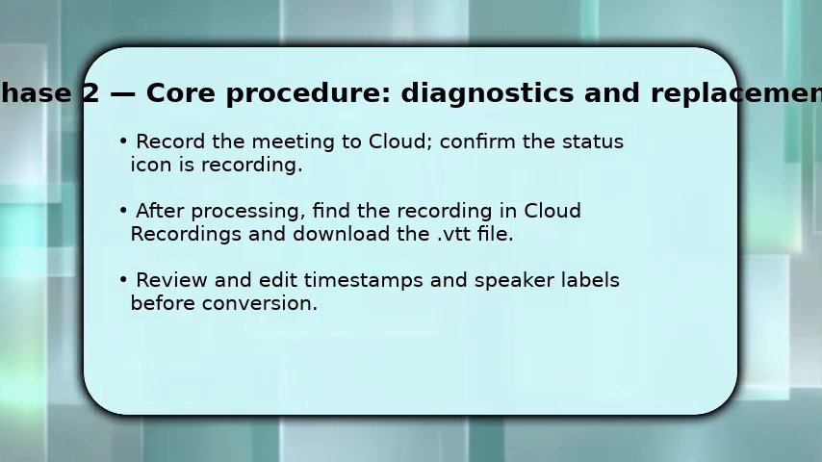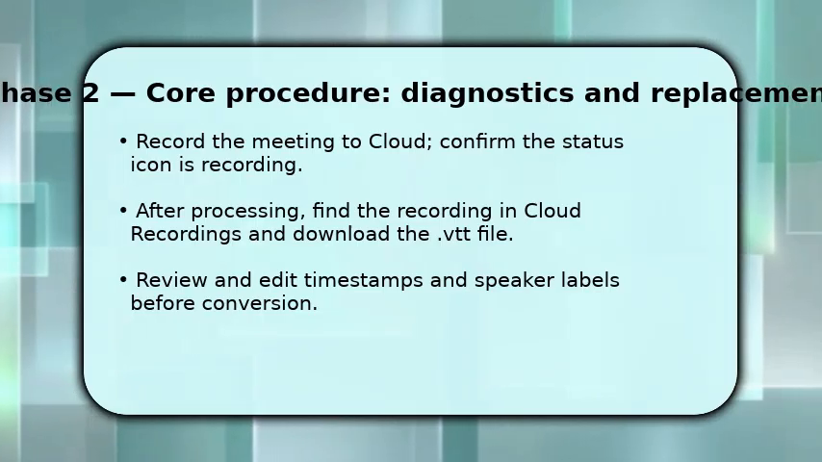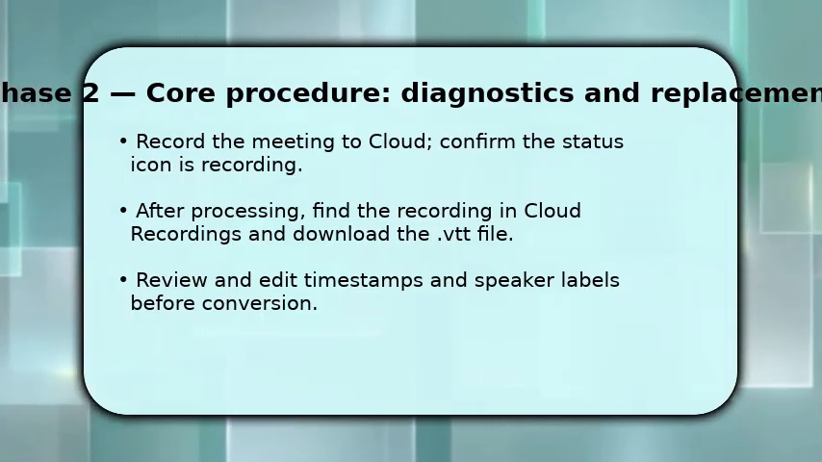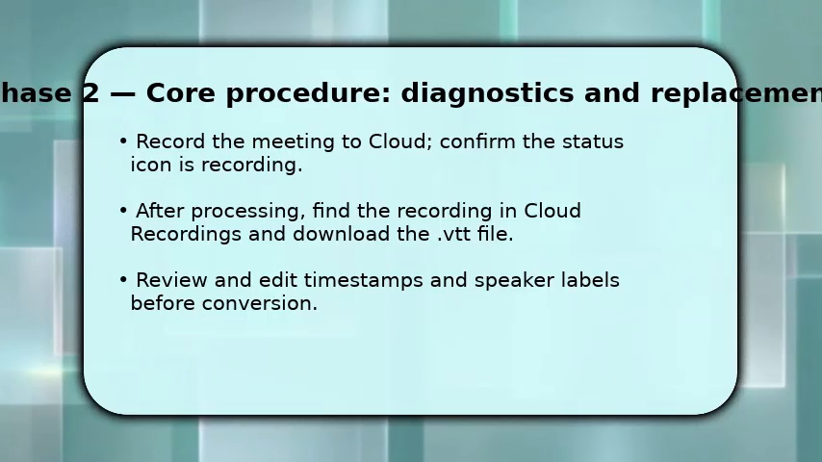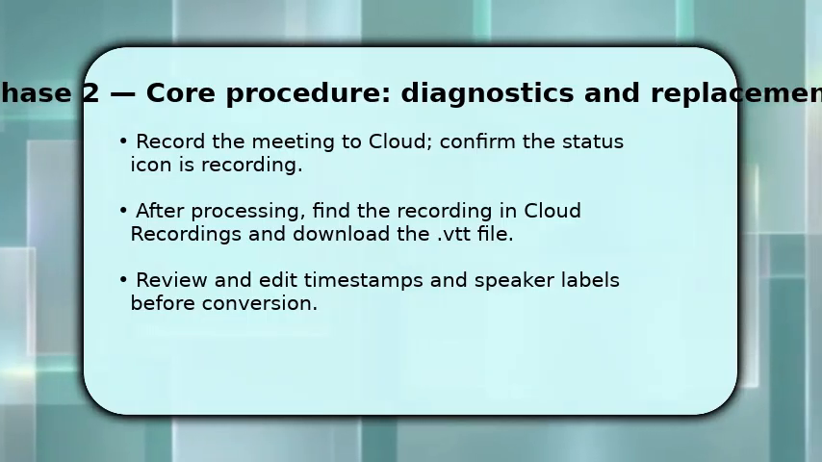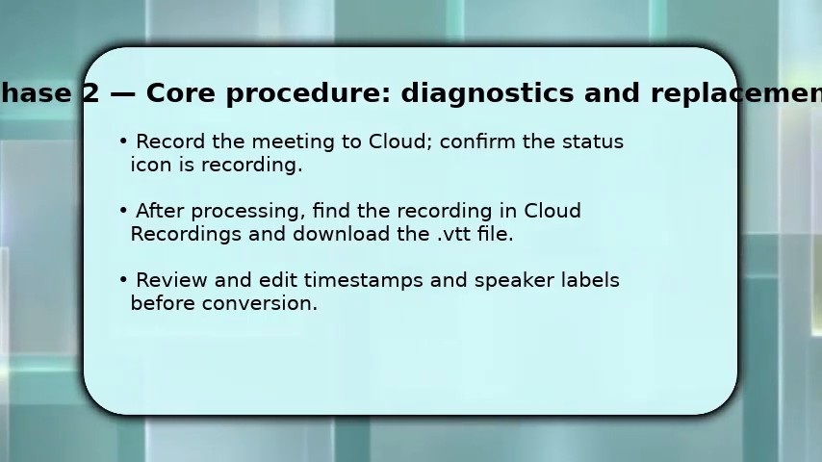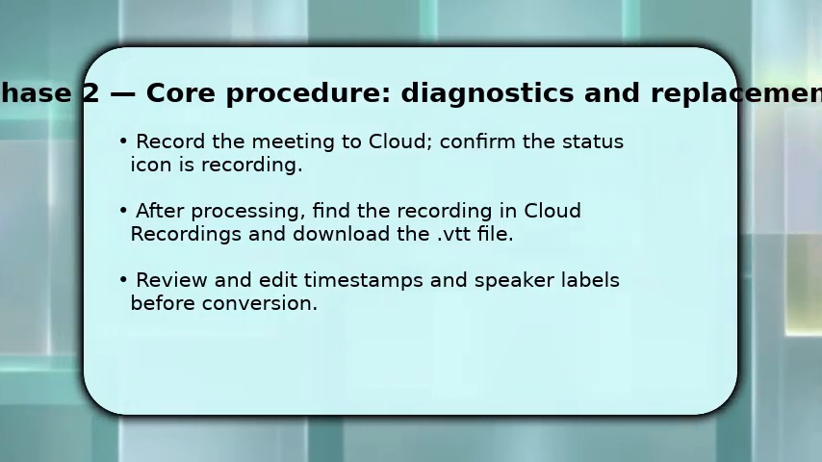Then, open the VTT in a simple editor to adjust obvious errors and align speaker labels. Doing this now reduces sync issues later. If you need SRT, you'll convert or reformat those timestamps in the next step.